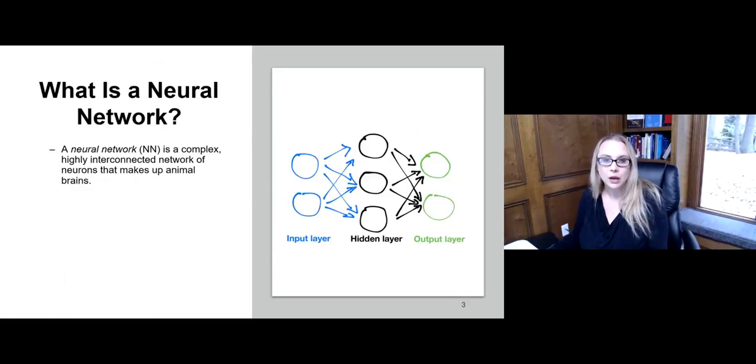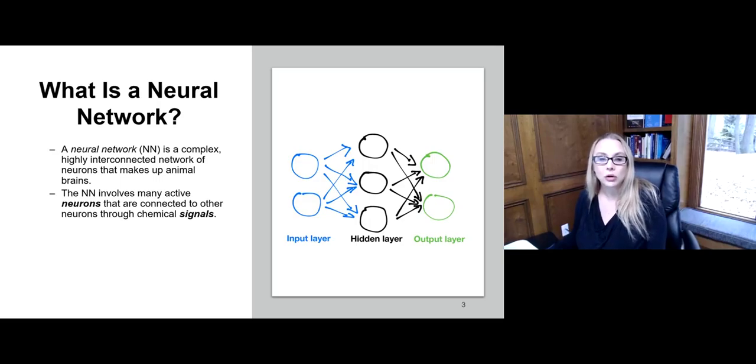A neural network is the name that is given to the natural structure of animal brains to describe how the cells in the brain, or neurons, exist together and communicate. So it's a complex, highly interconnected network of neurons that make up animal brains. The neural network involves many active neurons that are connected to other neurons through chemical signals.